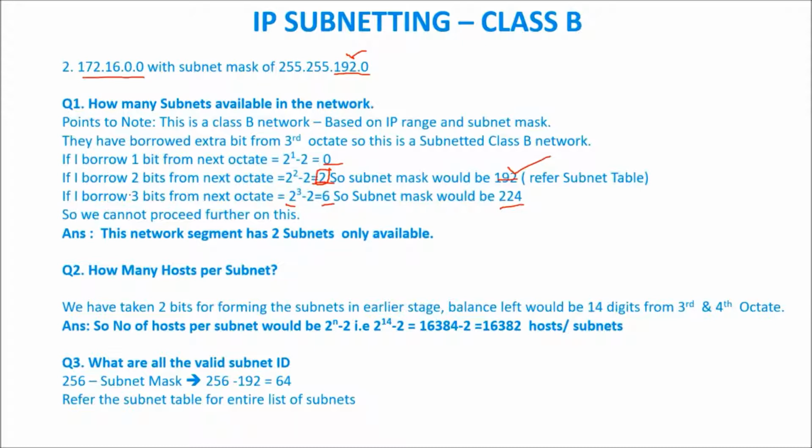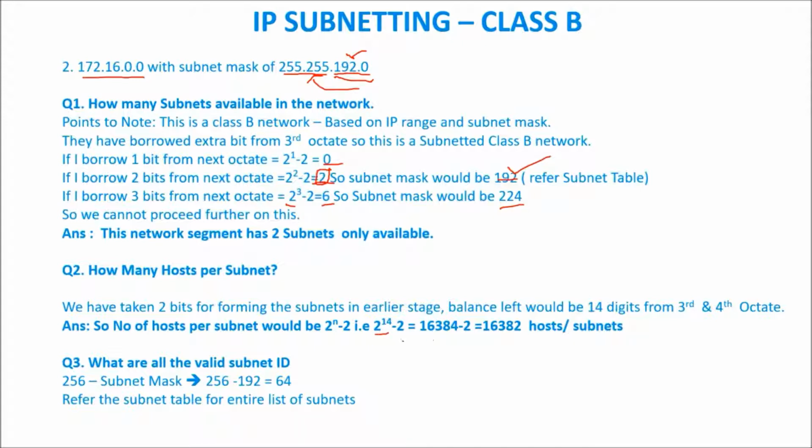Okay. So how many hosts per subnet? Now I know this 172.16.0.0 can be broken into two subnetworks. That's one step. Second step is, for each network, how many hosts will be available. Since I already borrowed 2 bits from the host portion to the network portion, I have given 2 bits. So now I'll have the rest, 14 bits.